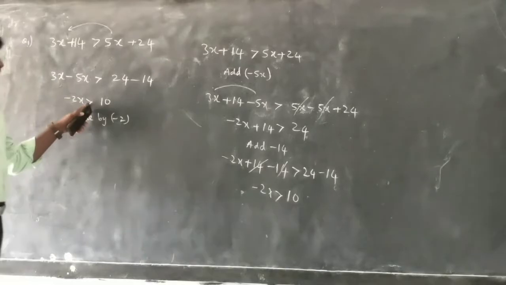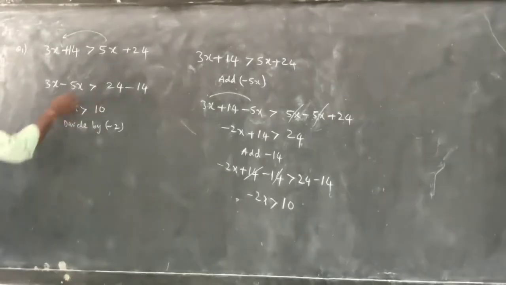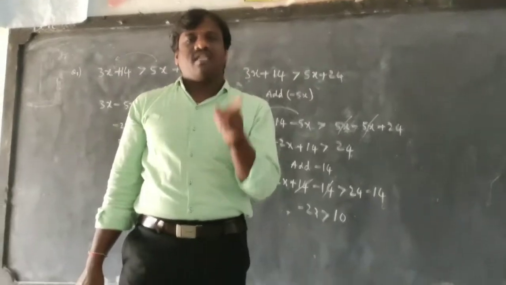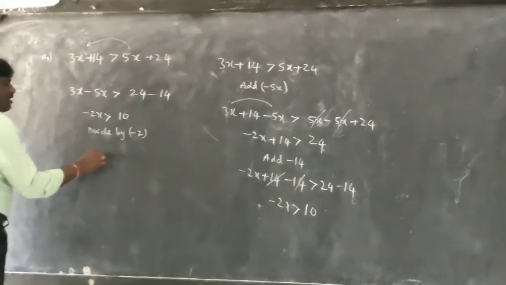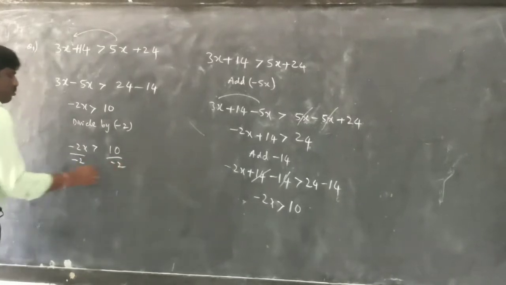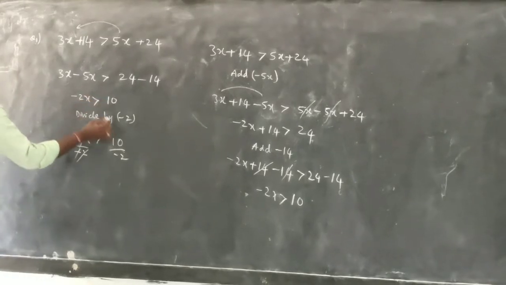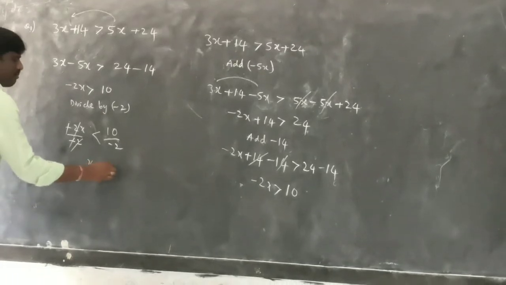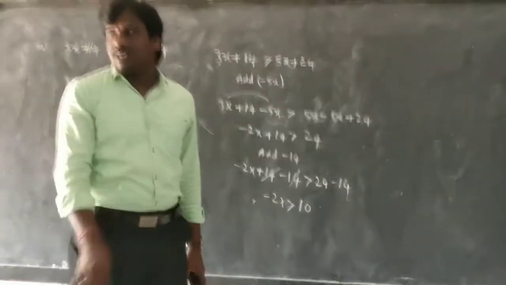Now you have come to this place. Now divide by minus 2. When you are dividing by minus 2, the inequality changes. Remember that whenever you are multiplying or dividing with a negative number, the inequality changes. So you have minus 2x greater than 10, divide by minus 2; the 2 gets cancelled, the minus gets cancelled. When I am dividing with minus, this greater than will become less than. So x less than minus 5 is your answer. That is the first question's answer in the worksheet.